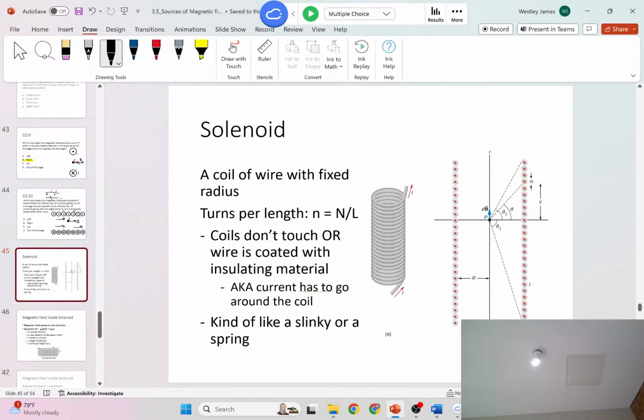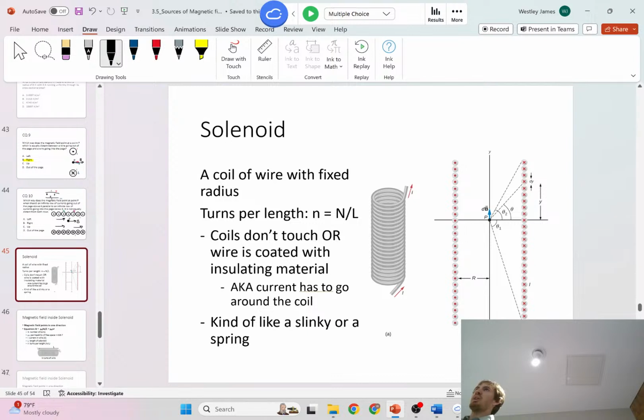Now, it is very important that these coils either do not touch or are made of an insulating material. Why is it important? I need the current to go in a circle. If they're not insulated and they're all touching, it will just go from the top to the bottom in a straight line, and I've just made a tube. It's not very interesting. So, this has to be an insulated wire.